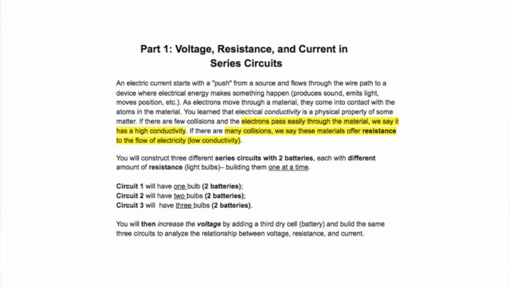Turn to sheet 3 and read the introduction to part 1. You will see 3 different series circuits, each with 1 additional resistor or light bulb, built first with 2 batteries powering it and then again with 3 batteries. The current and brightness of the bulbs will be recorded for each. Look at sheets 4 and 5 to see examples of traditional circuit diagrams for series circuits.